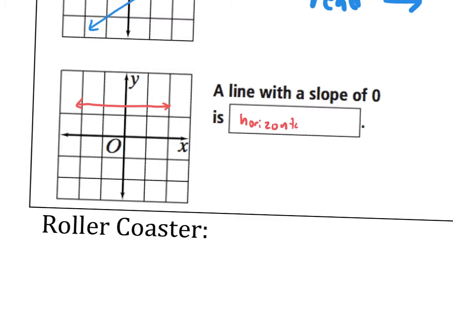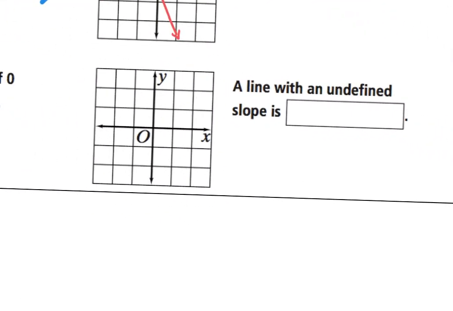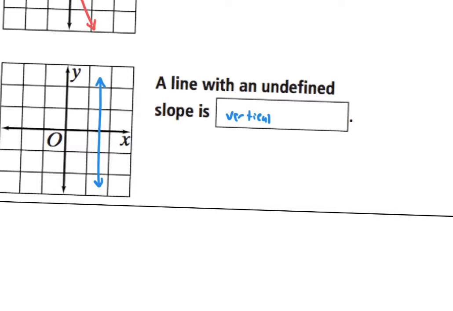Now this one over here. A line that is undefined is a vertical line. What's undefined? Where did that come from? Well, remember the big rule in math is that we cannot divide by 0. So for example, if I got 12 divided by 0 when calculating slope, I would not say my answer is 0 or 12. No, the answer is undefined, because we cannot divide by 0.